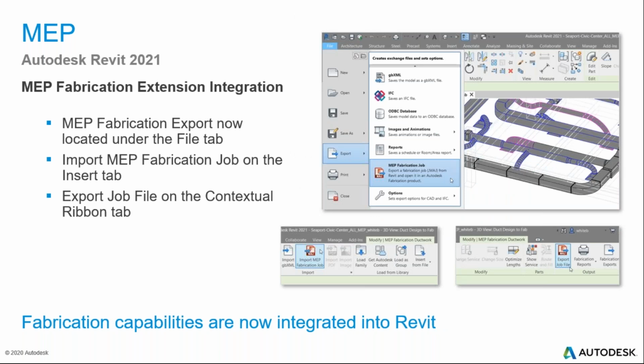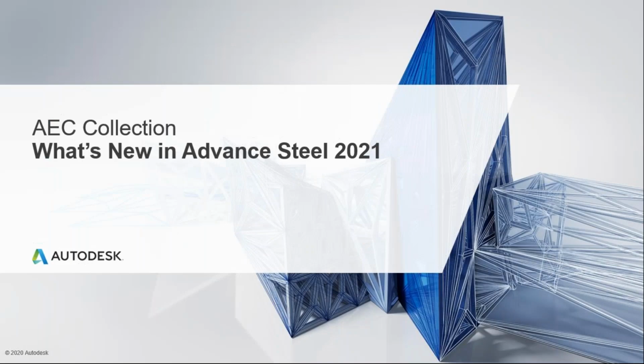The important export features for MEP fabrication are now located in standardized menus and output tools. These have been relocated from the add-in tabs to the contextual menus that appear upon selection of the MEP fabrication parts. The former Revit extension for MEP fabrication has now been fully integrated into Revit 2021. So you don't really need to look for a separate plugin anymore for MEP fabrication. It's all plugged in to the core Revit deployment.